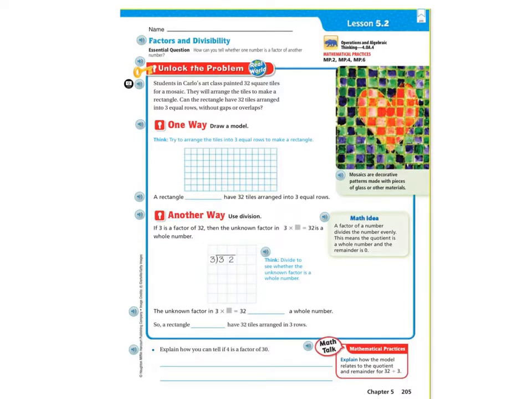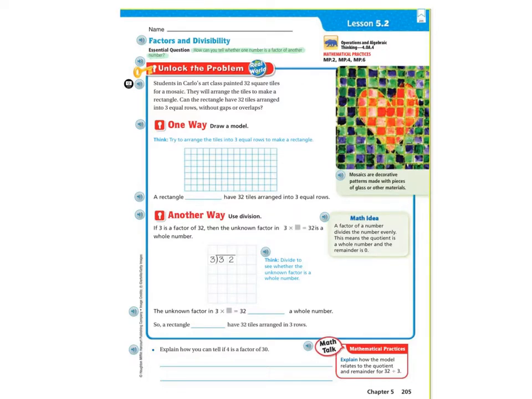So let's start off with looking at our unlock the problem. I'm going to highlight the essential question in green here. And the question is, how can we tell whether one number is a factor of another number? That's going to be our underlying question throughout this lesson.